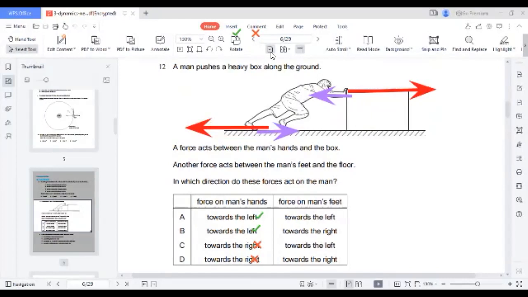And what about on feet? It is towards the right, so towards the right is here and towards the right is here. So this one is incorrect, this one is incorrect. So overall the correct option is this one.